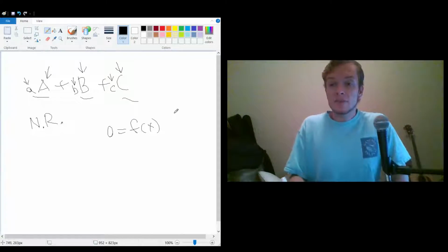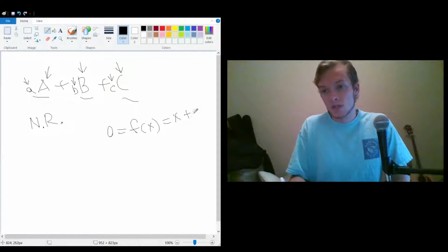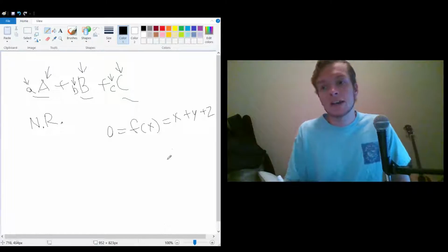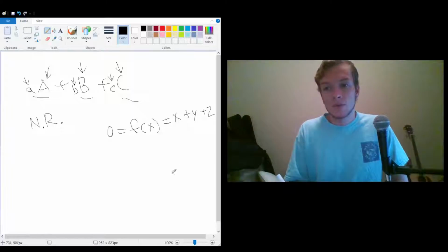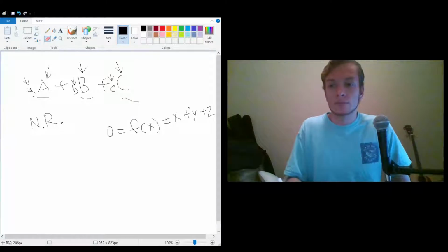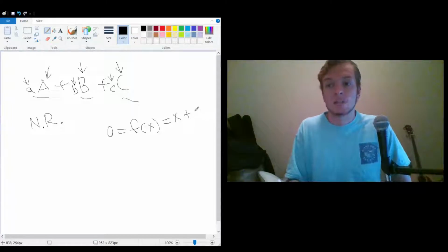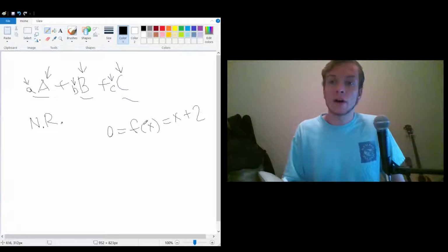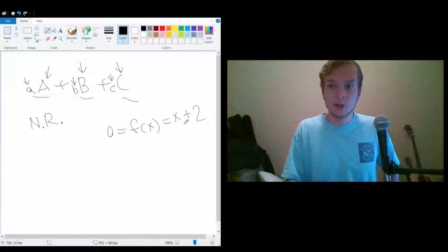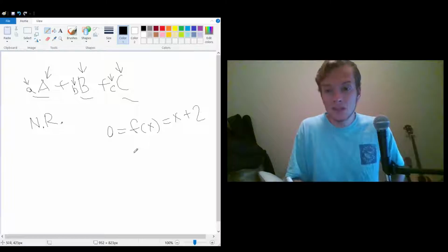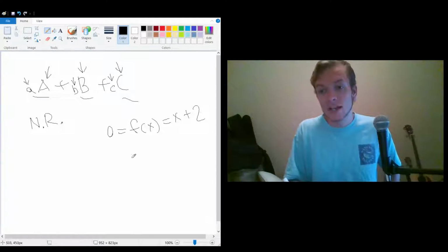So if f of x is x plus y plus z, then we want to find, okay, let's make this a little simpler actually. Let's just say f of x is x plus 2. We want to find which x can be plugged into here to make this a true statement. So the simple algebra way of doing this is moving the x over to the other side. So x in this case would equal -2.